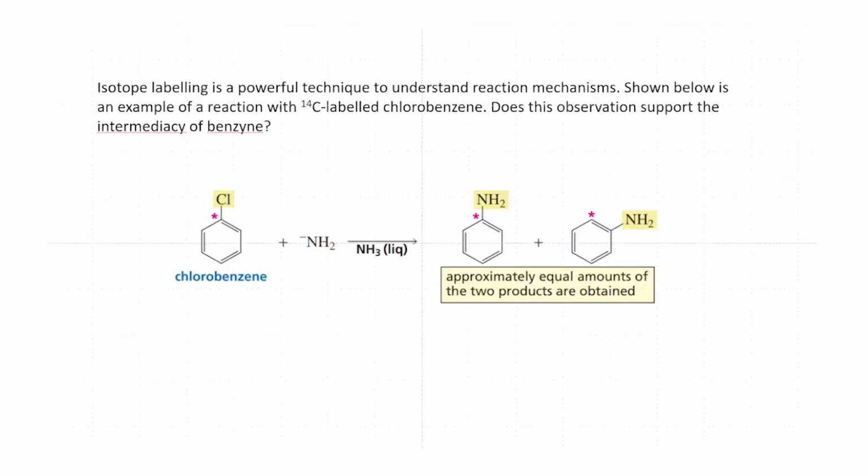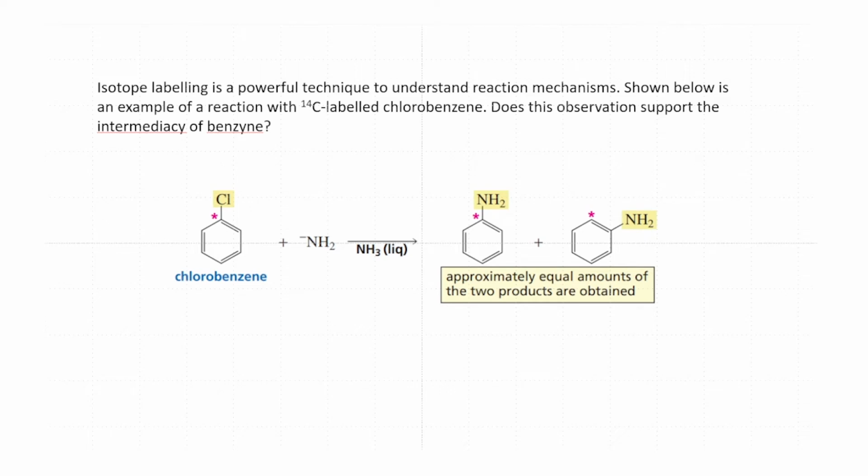So isotope labeling is a powerful technique to understand reaction mechanisms. So shown below is an example of a reaction with C14 labeled chlorobenzene. So the question here is: does this observation support the formation of the benzyne? Okay, so let's look at the question a little bit in more detail.